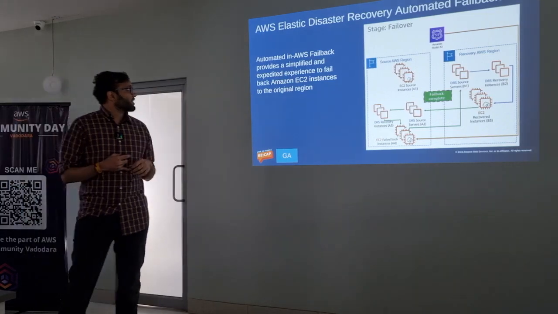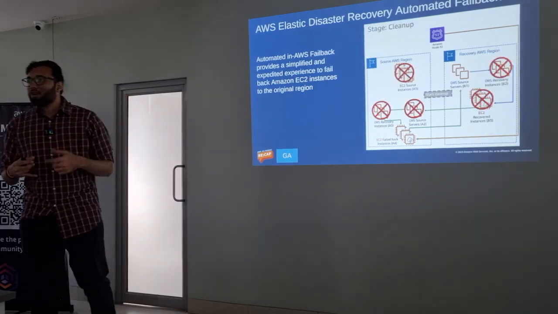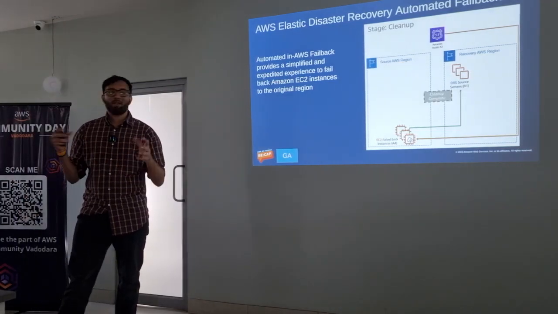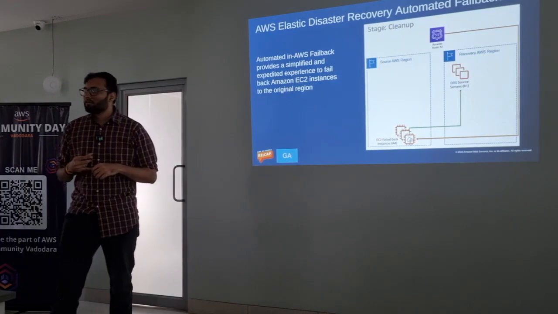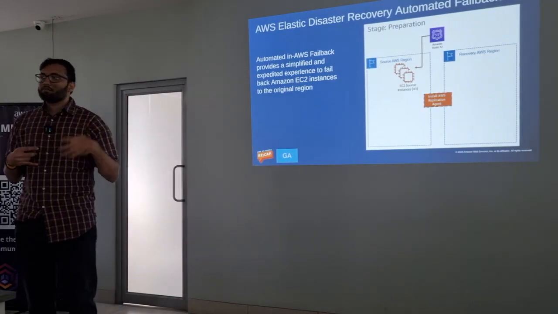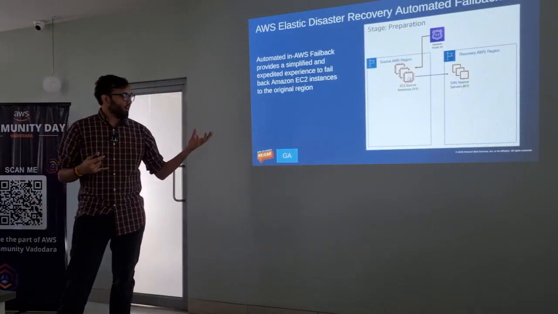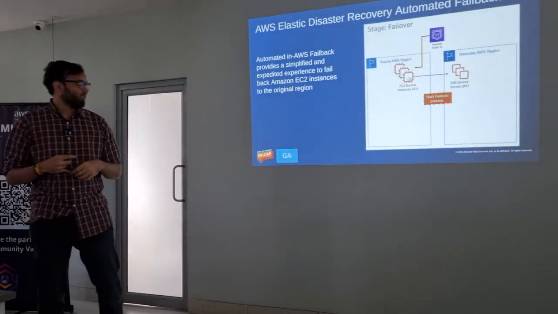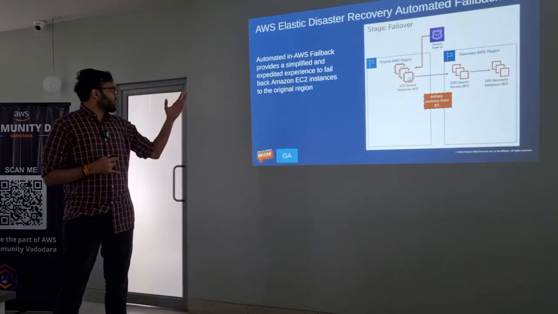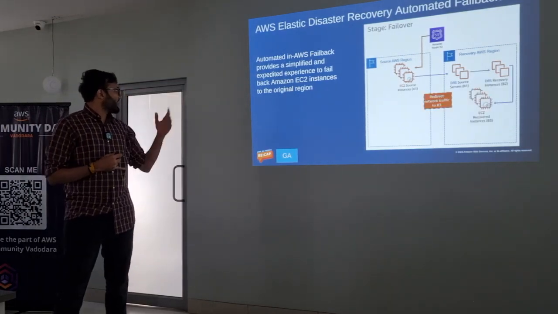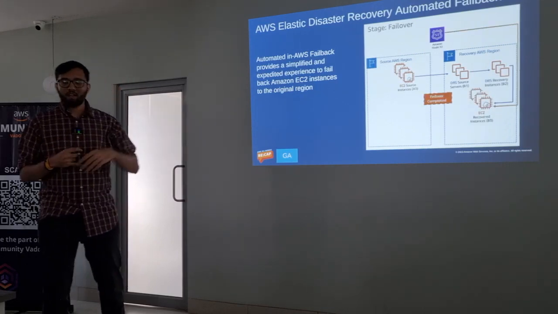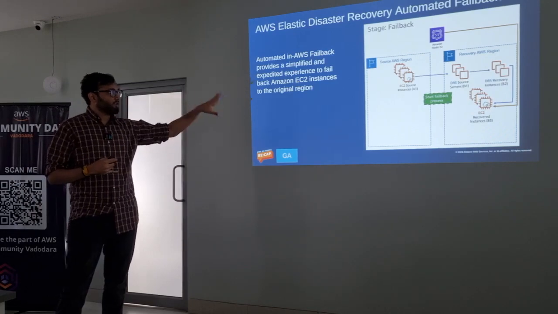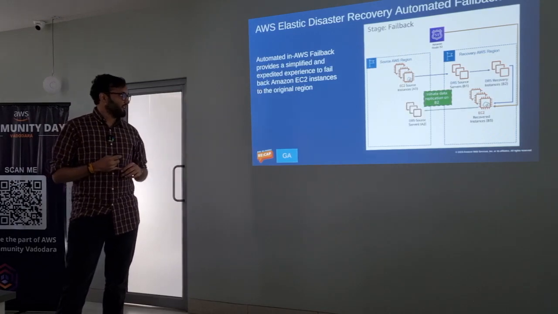But essentially, Elastic Disaster Recovery helps you manage your recovery in case of a failure, and it is set up in a way that it has two applications. One is on premise and one is on AWS. Here you are getting both of them on AWS, but in a way that helps you with the disaster recovery, right? Automated failover in AWS provides a simplified and expedited experience to fail over. So here again, as I mentioned, failover happens, right? We'll go over this. There's a source AWS region and a recovery AWS region, right?